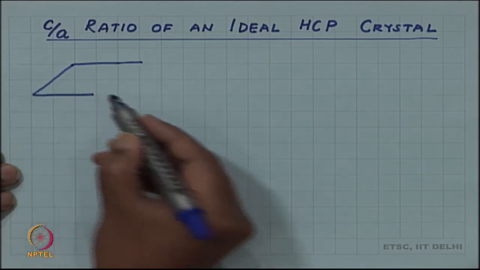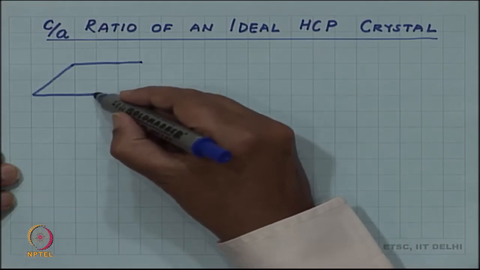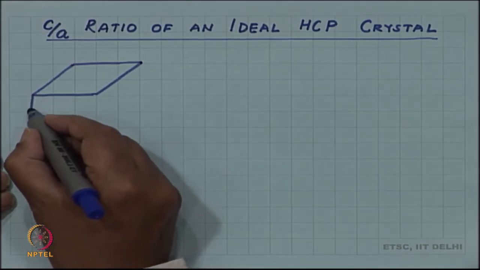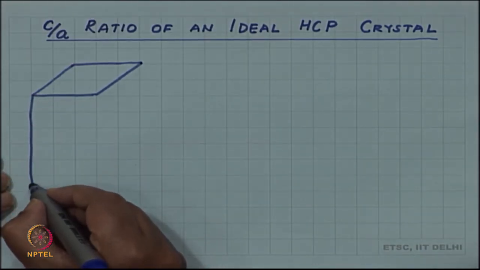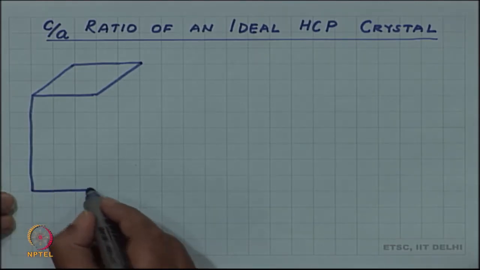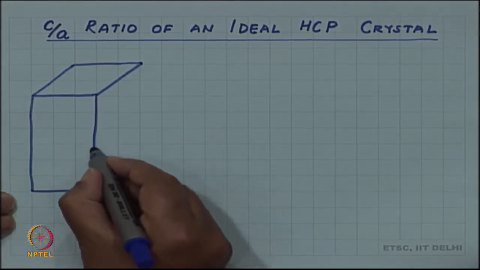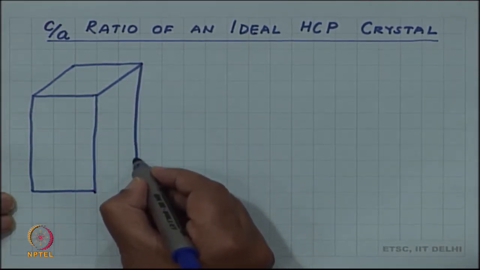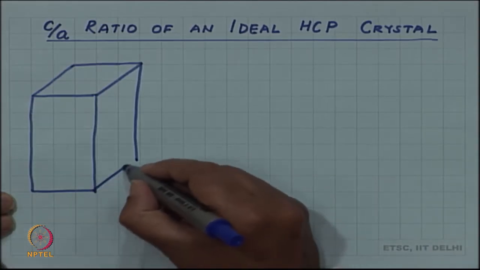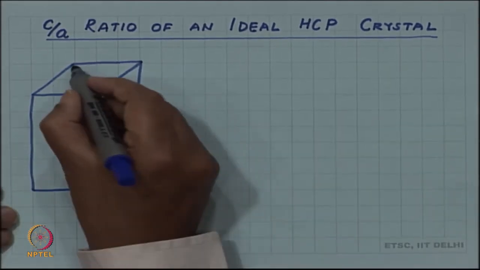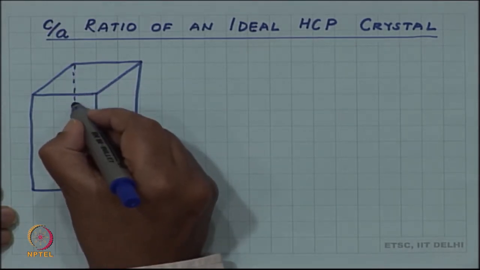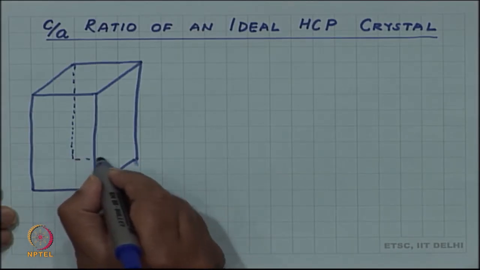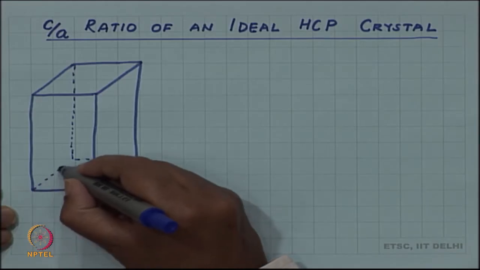is a rhombus based prism. So, the base of the hexagonal close packed crystal unit cell is a rhombus, A equal B and gamma equal to 120 degree. So, a 120 degree rhombus is what defines the base of the unit cell, and then it is a prism based on this rhombus.